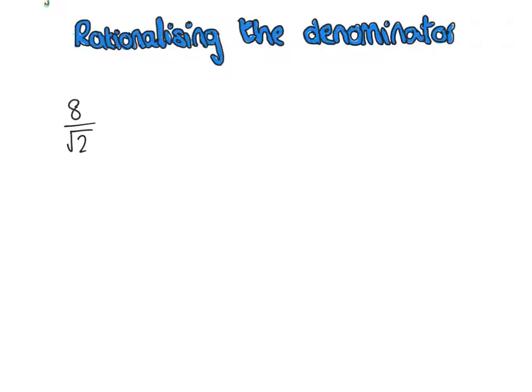We need to multiply it, or the easiest way is to multiply it by itself. If we multiply the bottom by root 2, we must also multiply the top by root 2 because we cannot change the value of the fraction. So we must multiply by root 2 over root 2 because then that is just the same as multiplying by 1. So we're not changing the fraction value. So let's have a look at what happens.